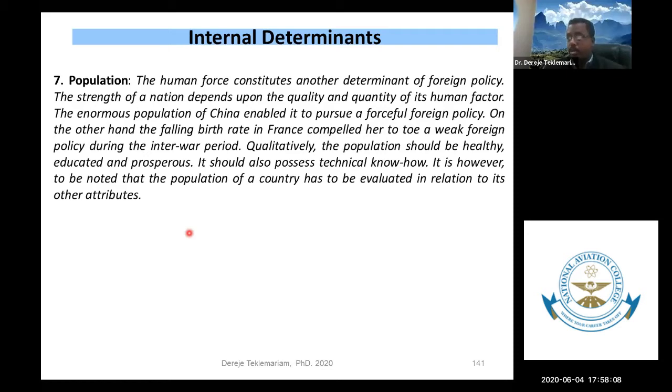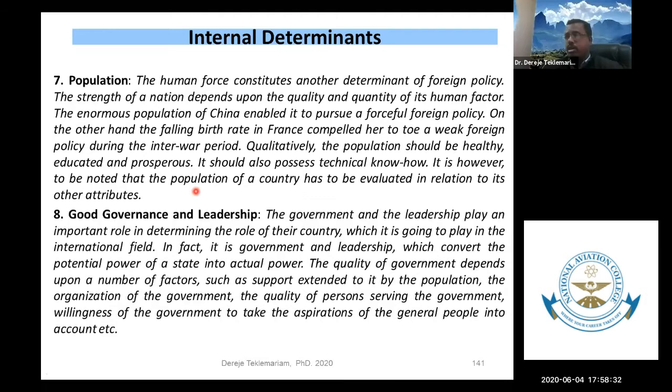And then China could be a very good example. So determinants means a country with a larger, educated population and a country with a smaller, uneducated population cannot have the same foreign policy. For example, you can compare Germany. I do not have it actually, it's out of the note that I have here. You can compare, for example, what Germany has compared to.